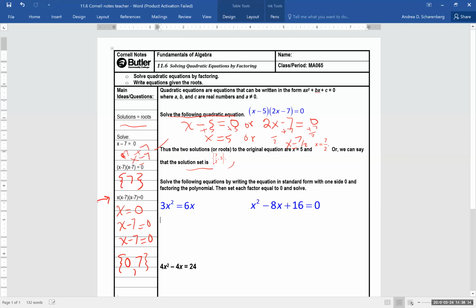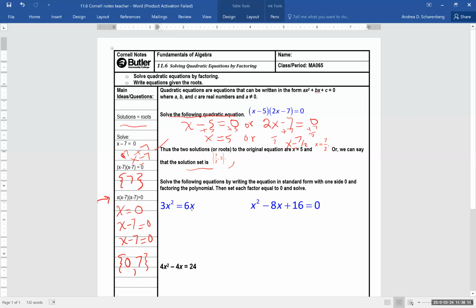You might say, why did they put the 7 over 2 first? Well, if you think about it, they're doing it in numerical order. So 7 over 2 is less than 5. If you really want to be a math nerd, you want to list them in numerical order. All right, let's try this here down below.